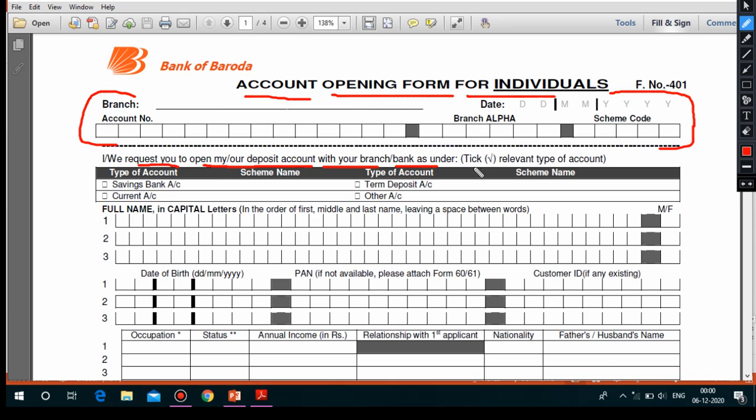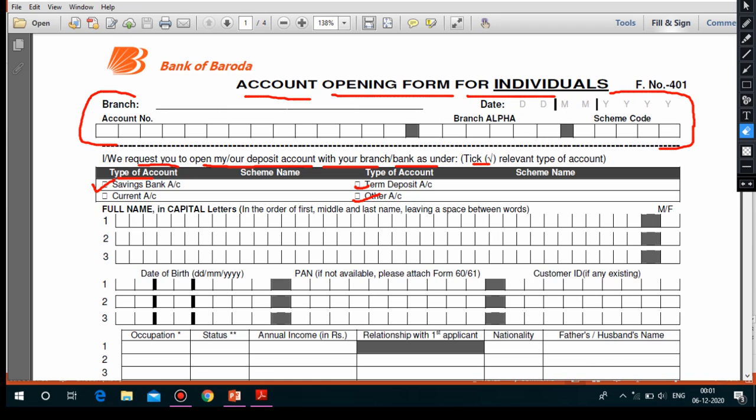Whichever account you want to open, you are going to tick mark that particular type of account. If you want to open a savings account, you tick mark it. If you want to open a current account, you tick mark it. Then term deposits, like recurring deposits or fixed deposits, or other accounts. Whichever account you are going to open, you are required to tick mark that particular account name.